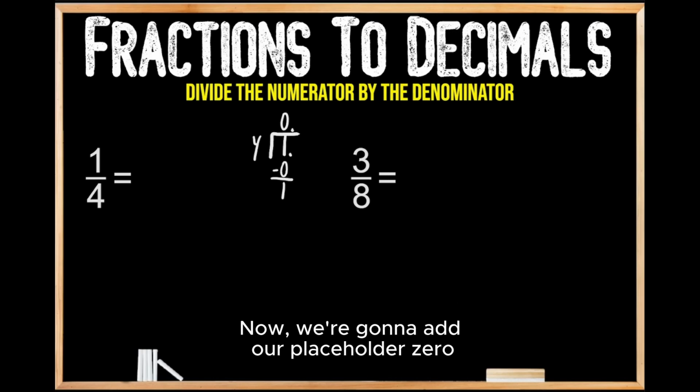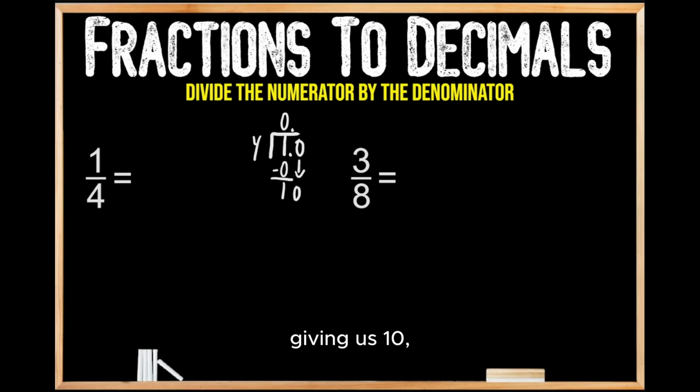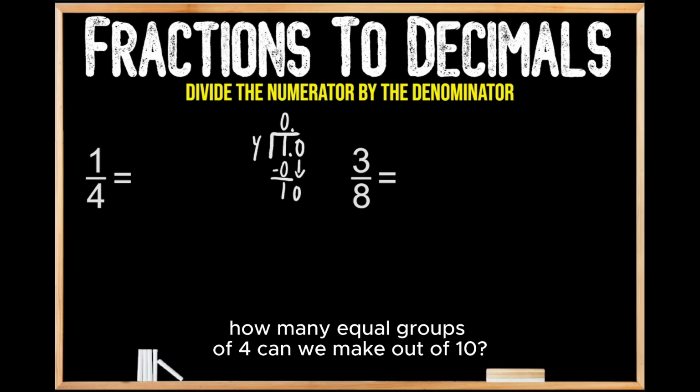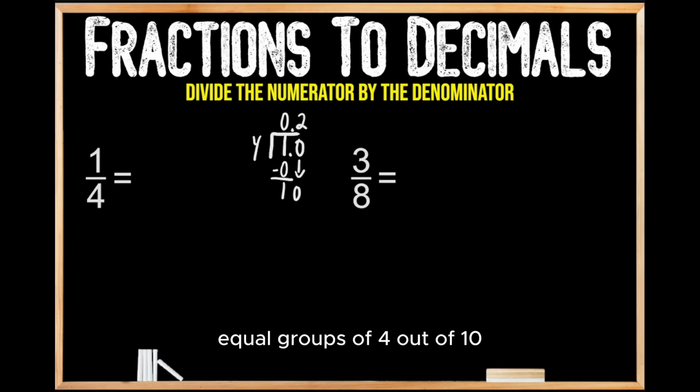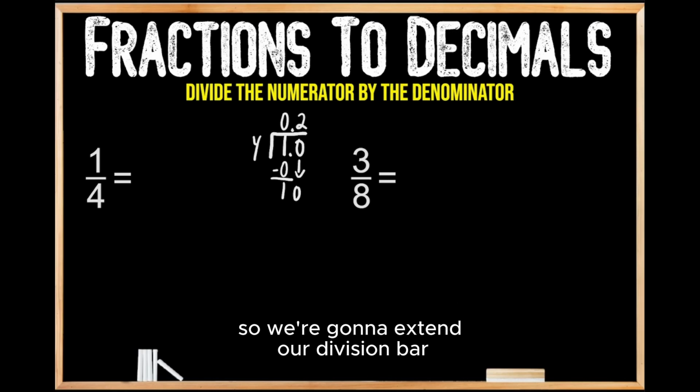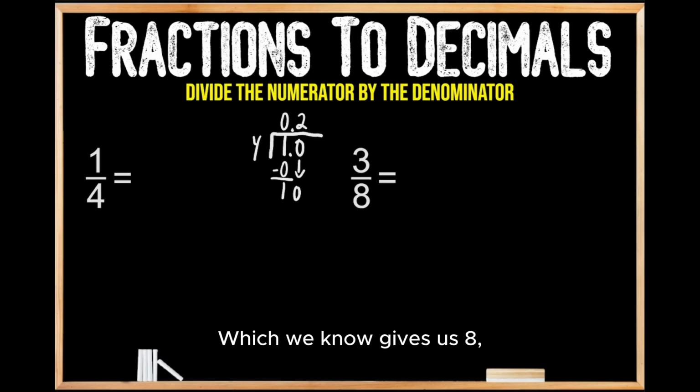Now we're going to add our placeholder 0. So we have a 0 that we're going to bring down, giving us 10. And then we're going to think, how many equal groups of 4 can we make out of 10? Well, we know that we can make 2 equal groups of 4 out of 10. So we're going to extend our division bar, and then we're going to multiply 2 times 4, which we know gives us 8.